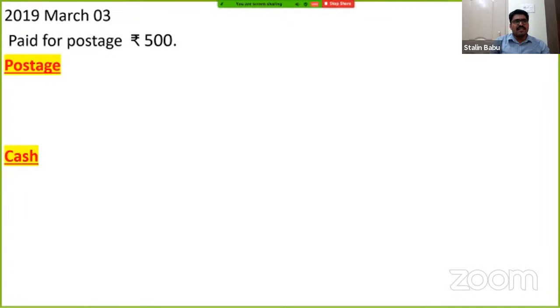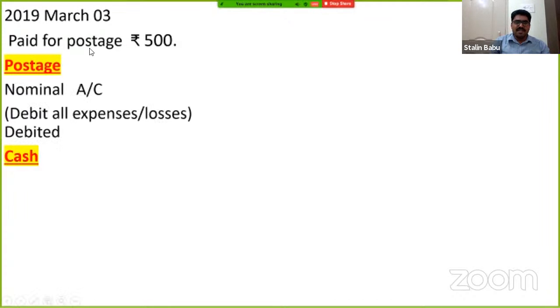Debit all expenses and losses. So postage account is debited. Cash comes under real account. So what is the principle? Debit what comes in, credit what goes out. Here cash is going out of the business. It is paid, so cash is going out of the business.